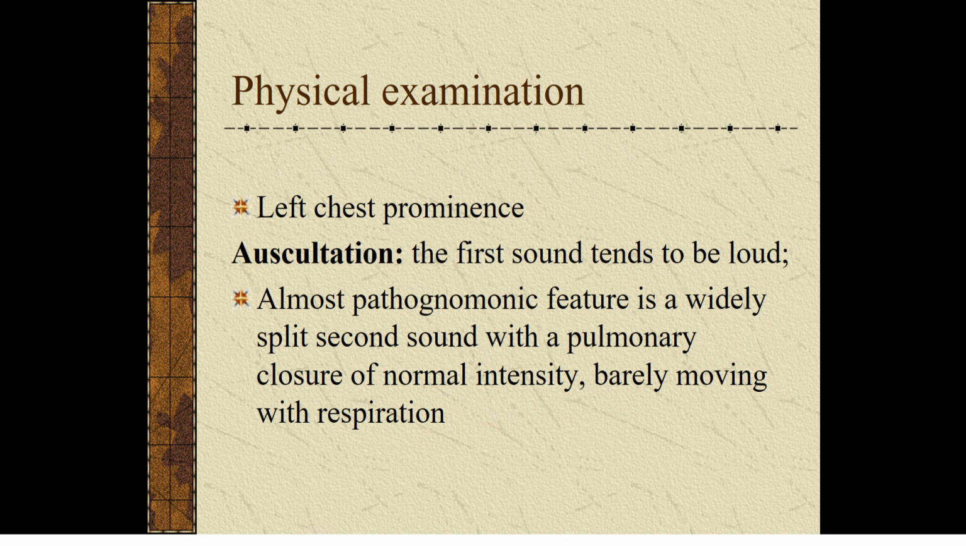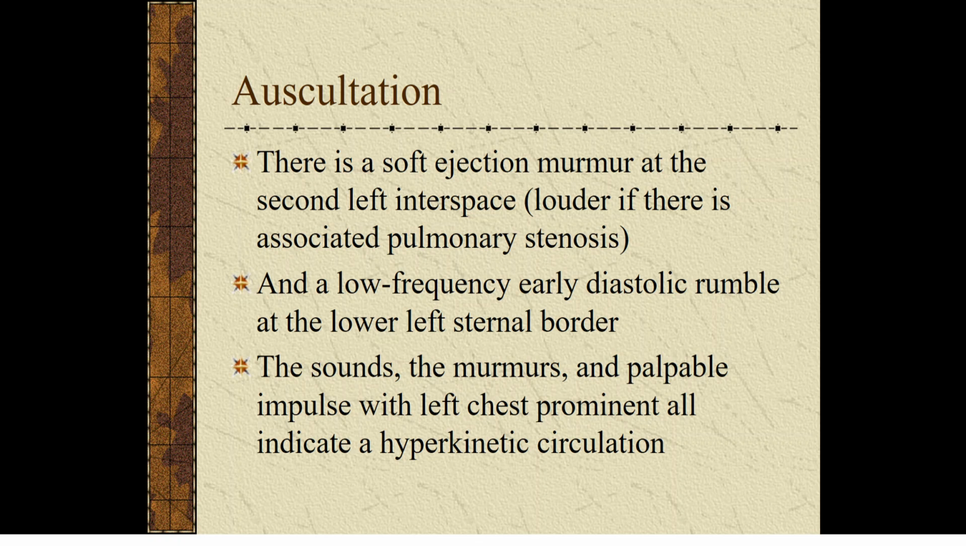An almost pathognomonic feature is a widely split second sound with a pulmonary closure of normal intensity, barely moving with respiration. Auscultation: there is a soft ejection murmur at the second left interspace, louder if there is associated pulmonary stenosis, and a low-frequency early diastolic rumble at the lower left sternal border. The sounds, the murmurs, and the palpable impulse with left chest prominence all indicate a hyperkinetic circulation.